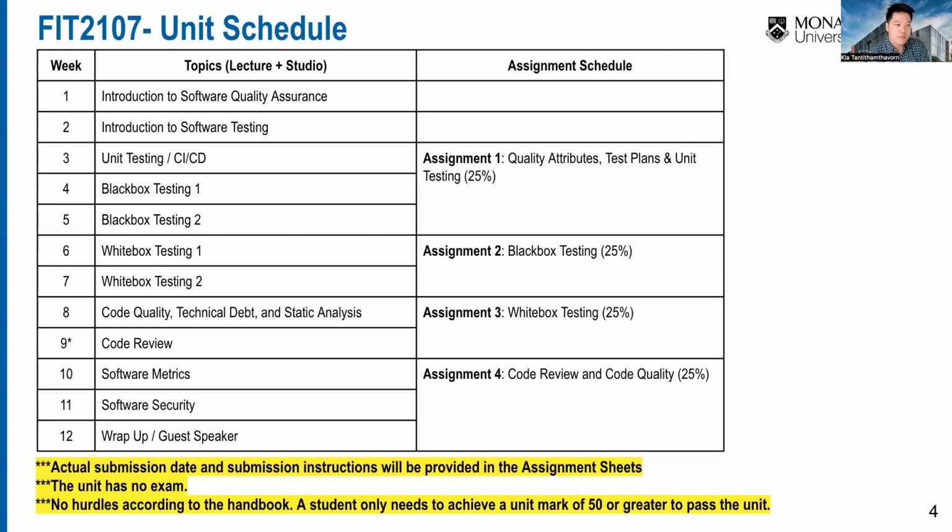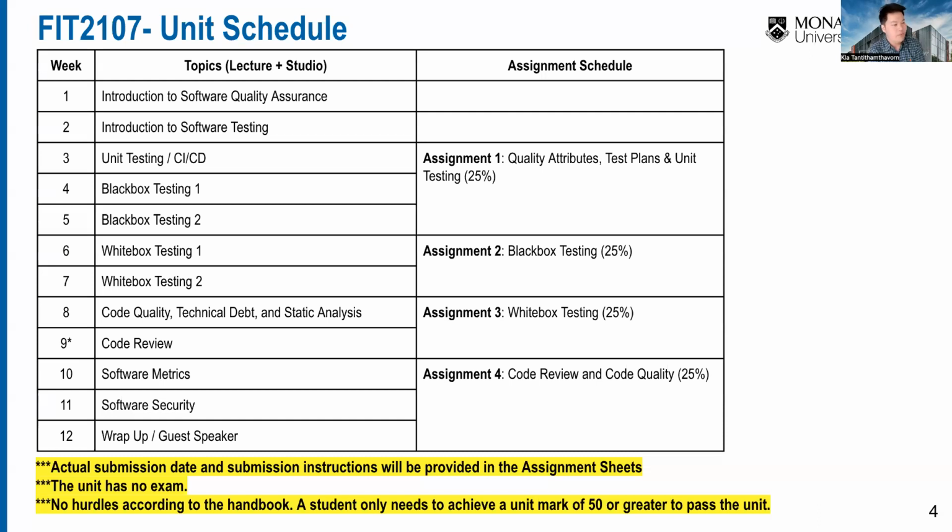And week 4, we will talk about the black box testing technique. Week 4 and week 5, black box. Weeks 6 and 7, white box. Week 8, we talk about code quality, technical debt, and how we can use static analysis. Week 9, we will talk about code review. Week 10, we talk about software metrics.